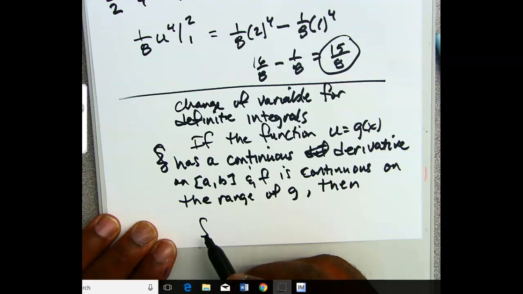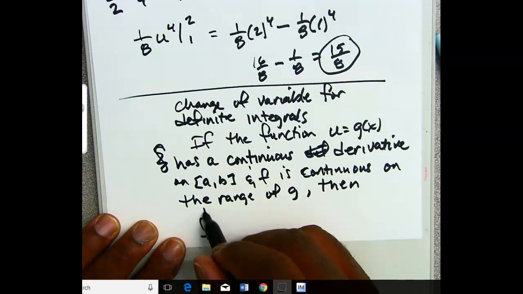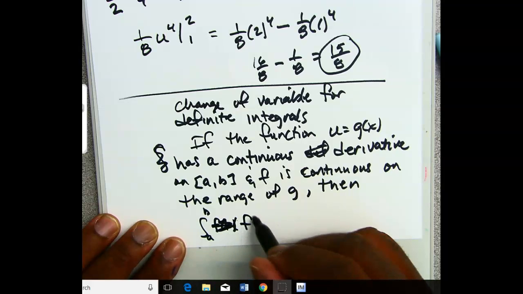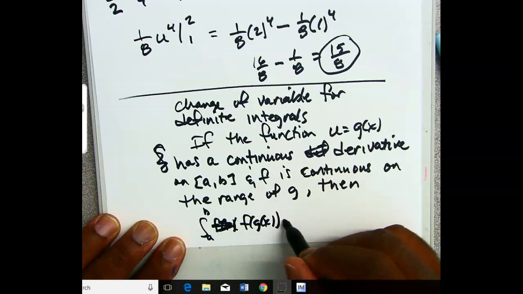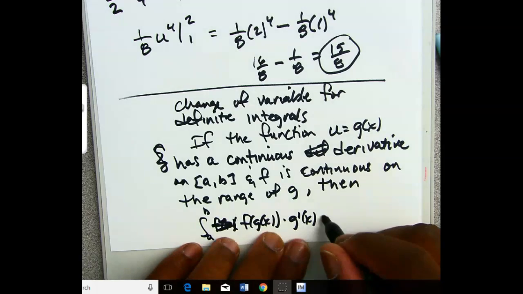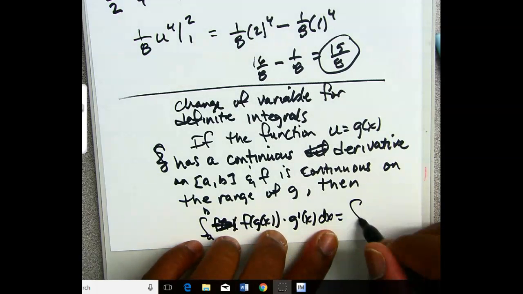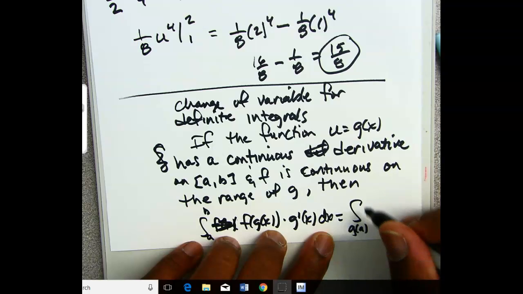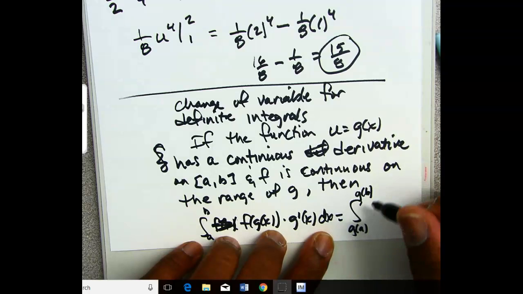The integral from a to b of f of g of x times g prime of x dx is equal to the integral from g of a to g of b of f of u du.